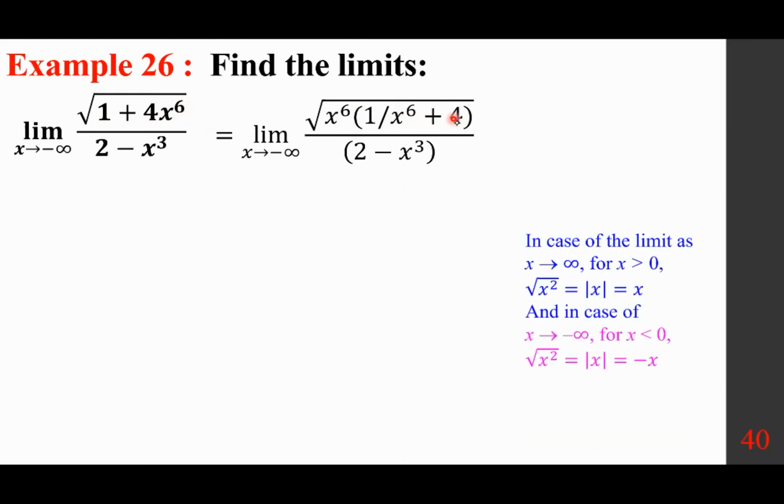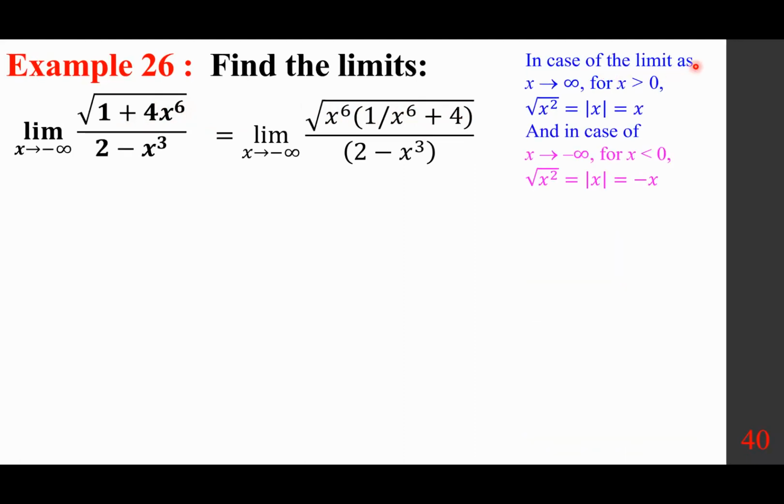Pay attention to what I want to tell you. In case of the limit as x approaches infinity, for x larger than 0, the square root of x squared is not x, it is the absolute value of x. But for x larger than or equal to 0 it becomes x. And in case of x approaching -infinity, or x less than 0, the square root of x squared, which is the absolute value of x, is minus x. So please understand what I am telling you.